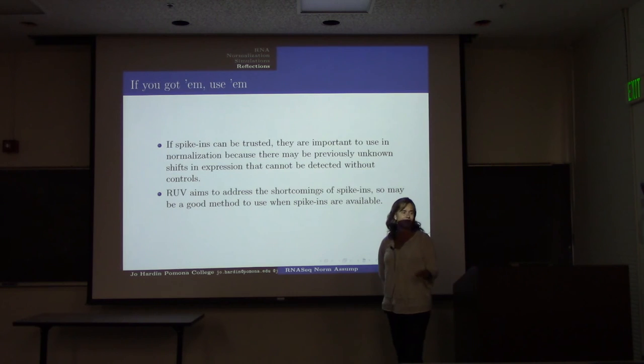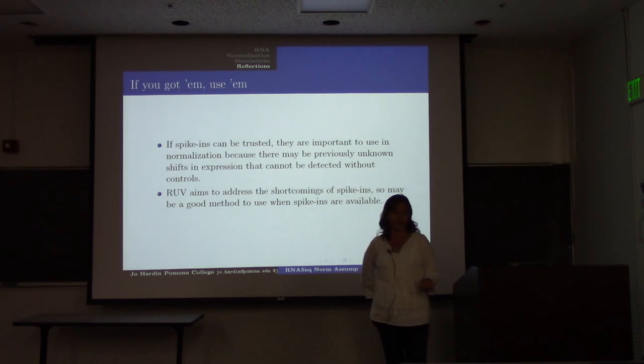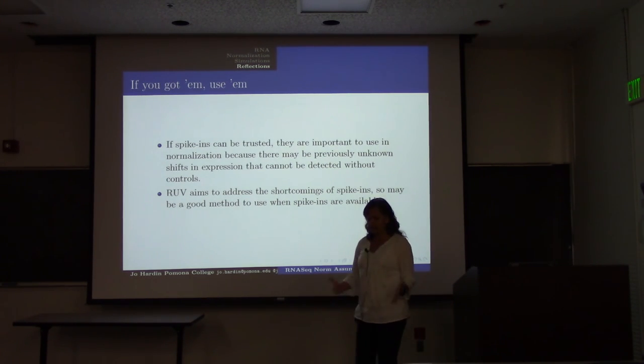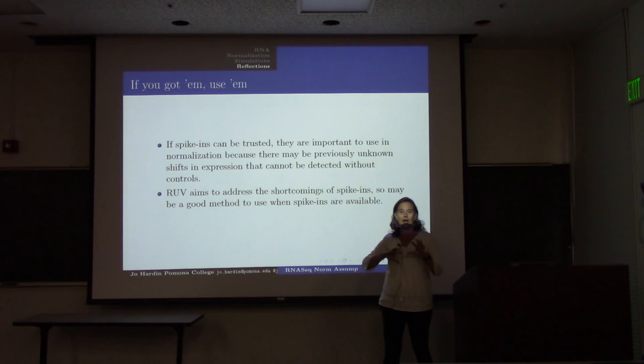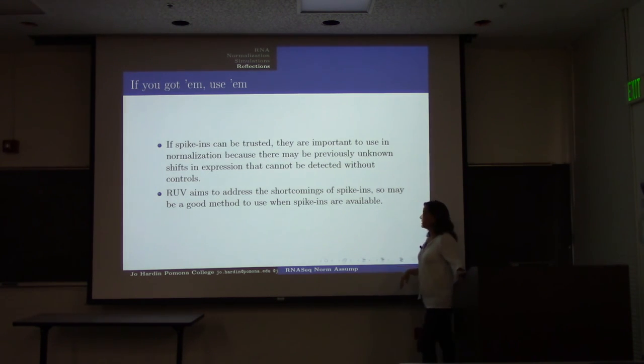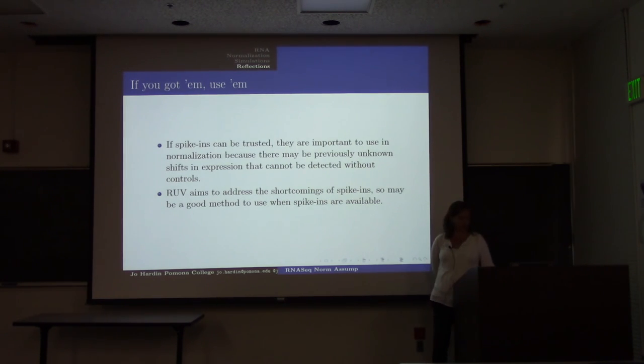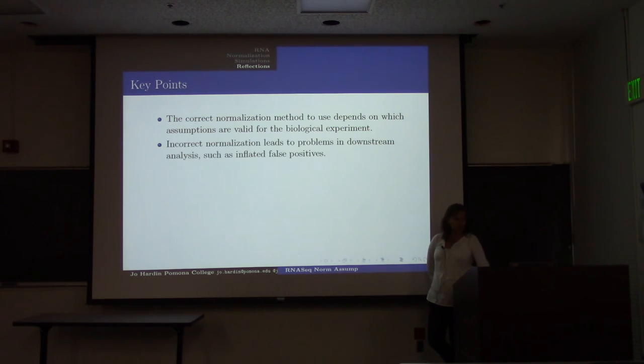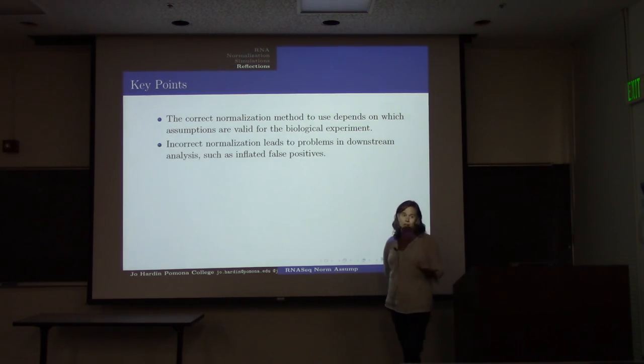If you have spike-ins that you believe, then you should use them. They really help with trying to get at those baseline non-differentially expressed genes. And again, I think I mentioned that RUV has a method for working with the spike-ins in a modeling sense to improve that normalization even more. So clearly the correct normalization depends on the biological experiment, and incorrect normalizations can lead to downstream problems.